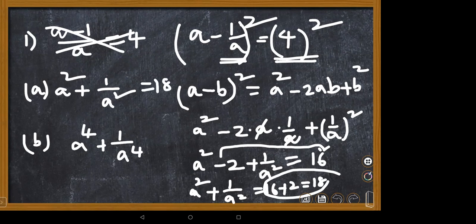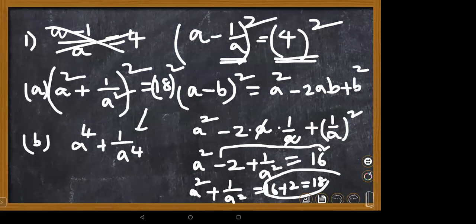Now whatever you are getting in question number 1, you have to square it to get the second one. To get the answer of the second part, you take a square plus 1 by a square, whole square, which gives you 18 square. Same procedure: instead of a you put a square, and instead of b you put 1 by a square. Use the a minus b whole square identity to get the value of a to the power 4 plus 1 by a to the power 4, children.